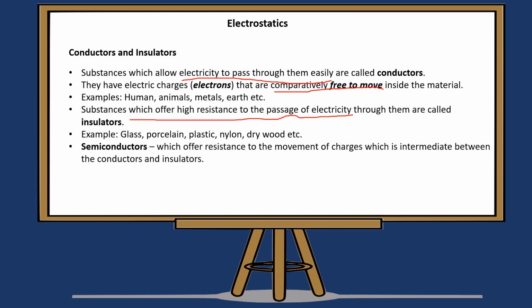In between, there is another type of material. They are called semiconductors, which we will learn in the later part of the course, which offer resistance to the movement of charges that is intermediate between conductors and insulators. So, conductors allow electricity to pass through them easily. Insulators offer very high resistance. Semiconductors are in between conductors and insulators.